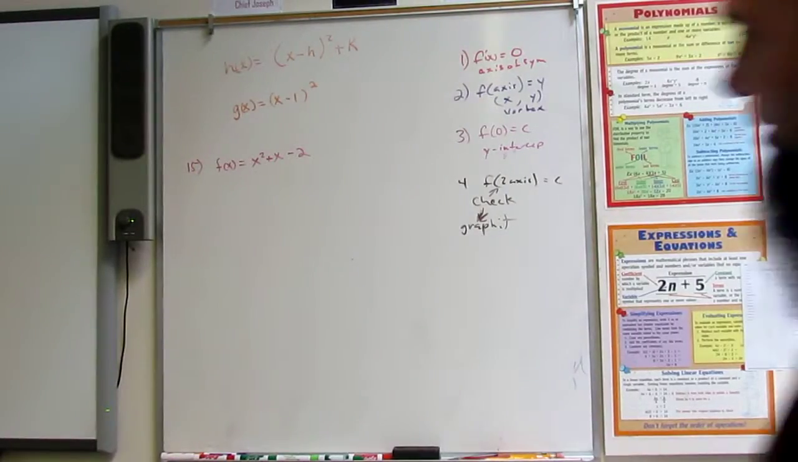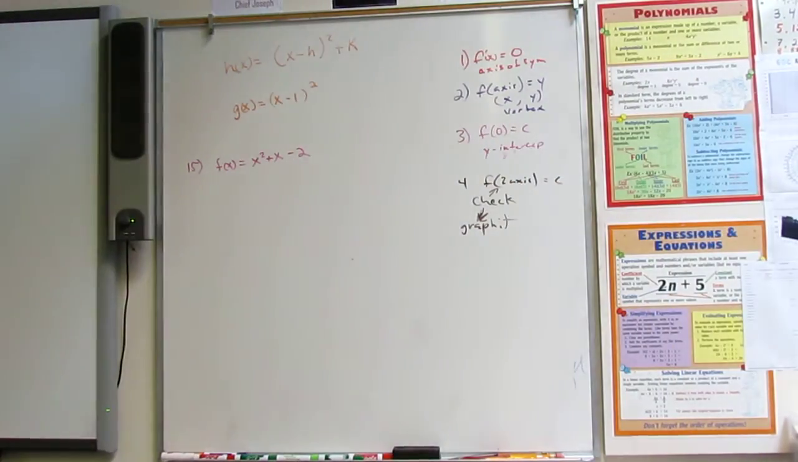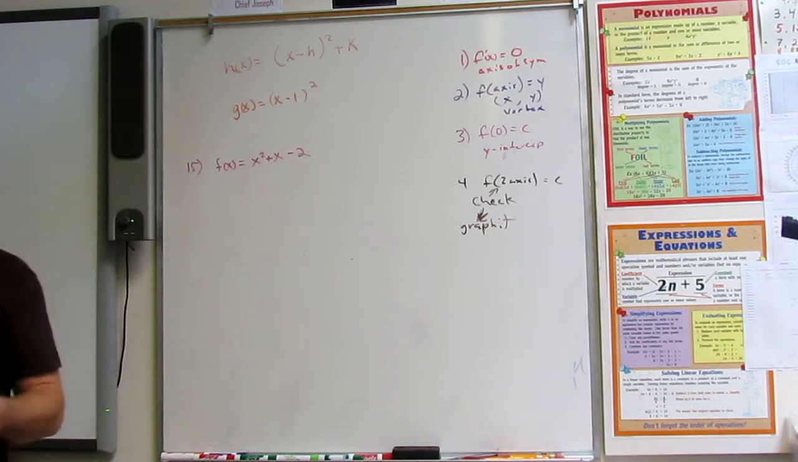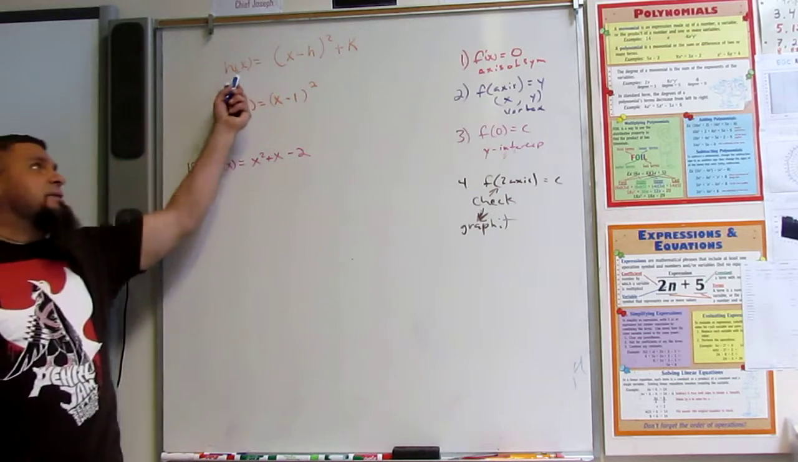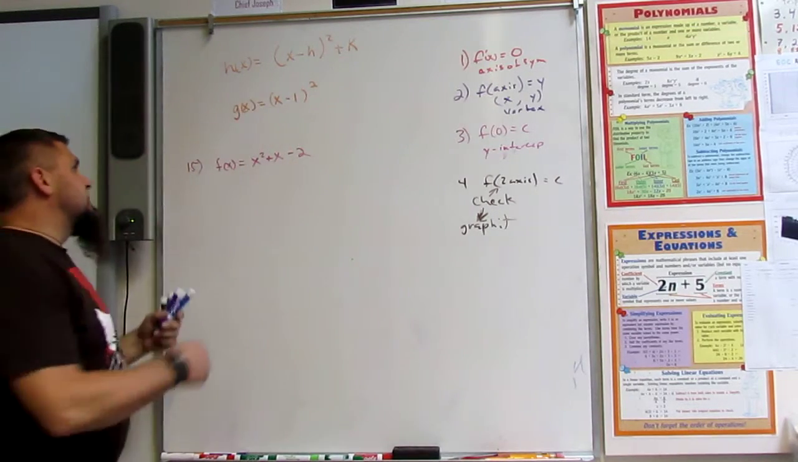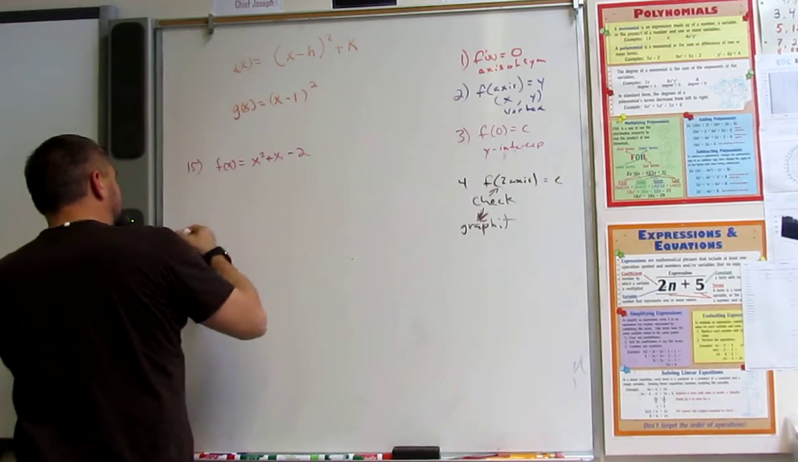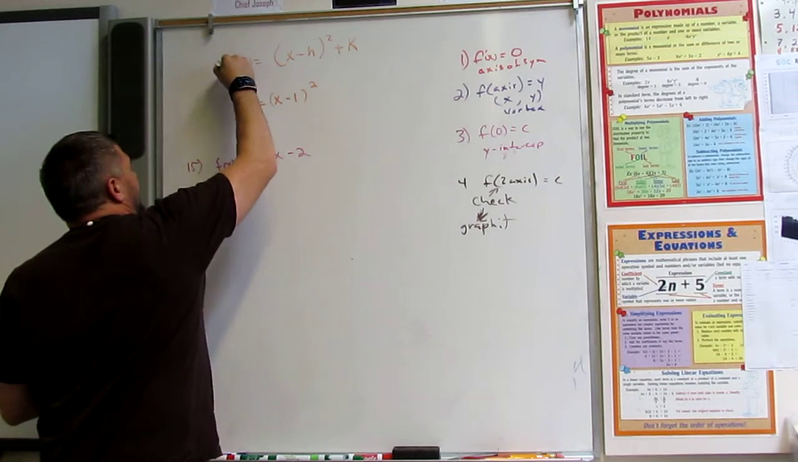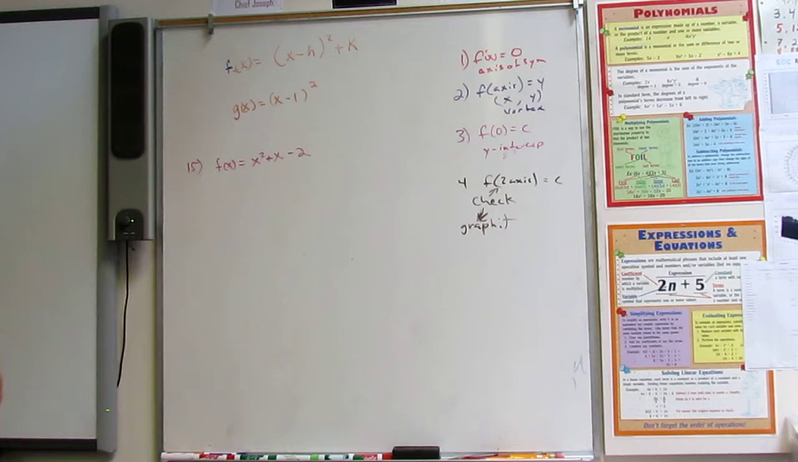Okay, so right now we're going to do the vertex formula a little bit. Not too much of it because I'm really not too worried about it. The vertex formula is, sorry, f of x. I think f of x is equal to x minus h.